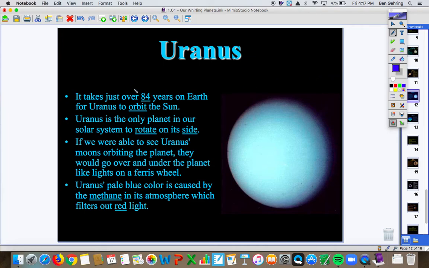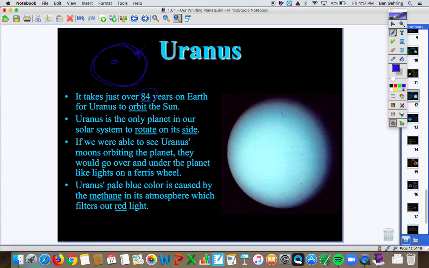So Uranus takes about 84 Earth years to orbit the sun. So when you turn 84, Uranus will have gone around the sun one time since your birth. If the sun is here and Uranus goes this way, if you were born with Uranus here, when you turn 84, it will be about right there again for the first time since you were born, which is crazy.